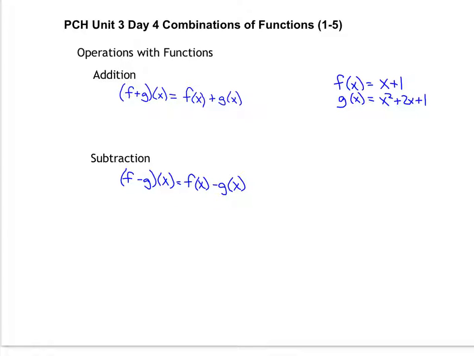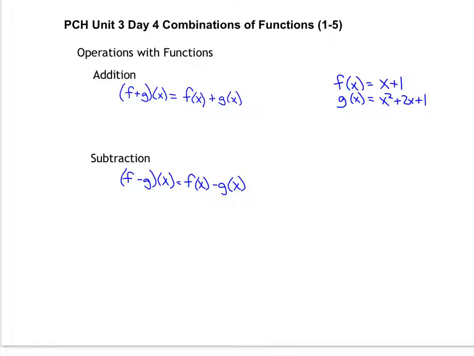Alright, so we're going to look at combinations of functions here. A lot of this we're going to run through quickly. We're going to slow down once we get to composition. But just as a matter of review, make sure you understand the notation. Sometimes the notation here is what throws people off, okay?